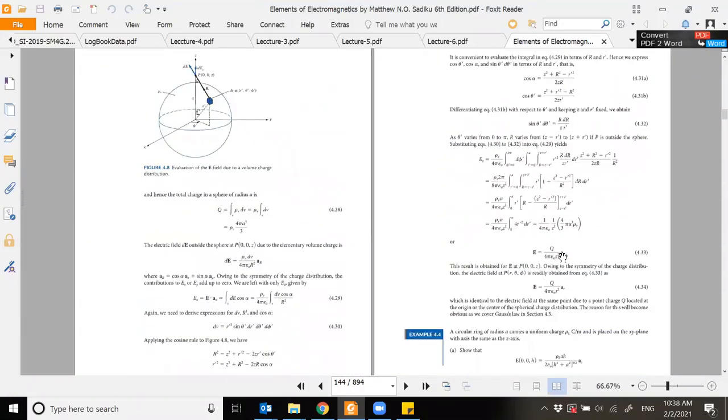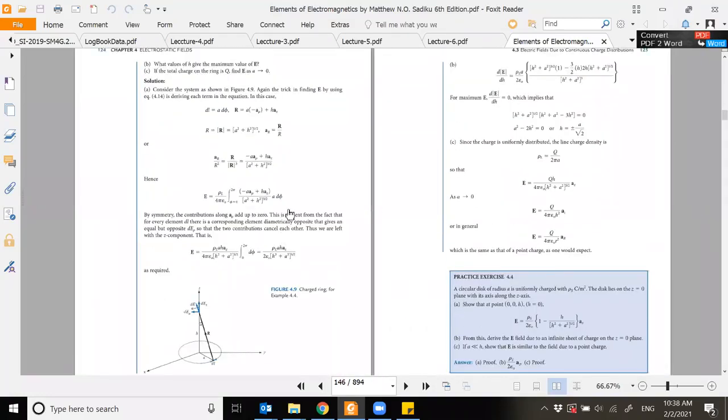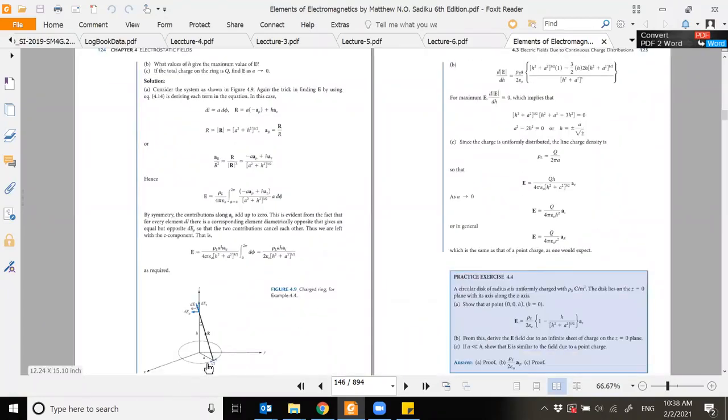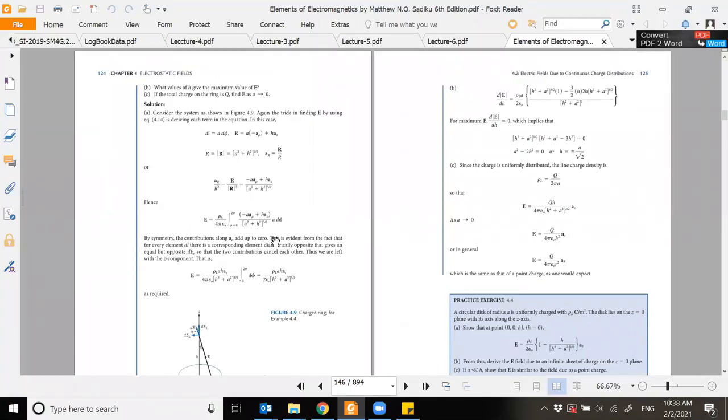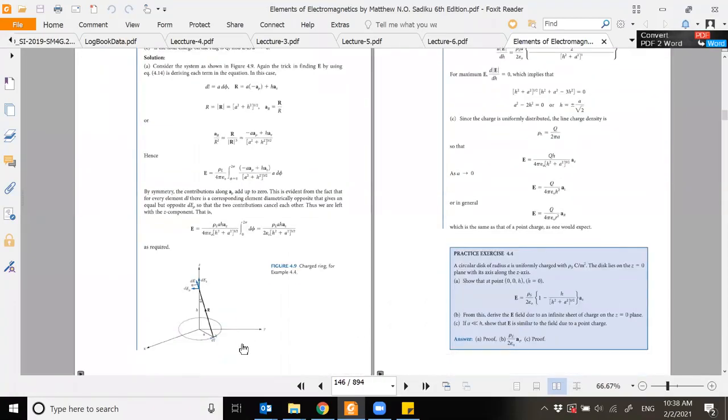This is before Gauss's law. See, this is a good example. Try to do this example. This example is a ring. See, so you have a ring here. So this is the ring, and this ring has a uniform charge distribution of rho L. So it's not straight. It's in the form of a ring.